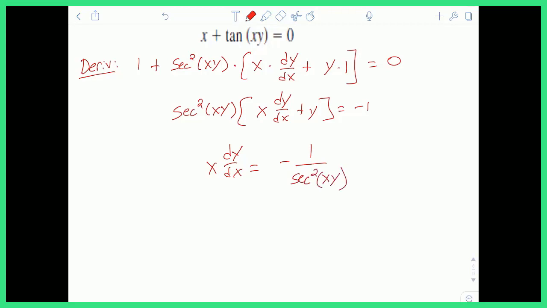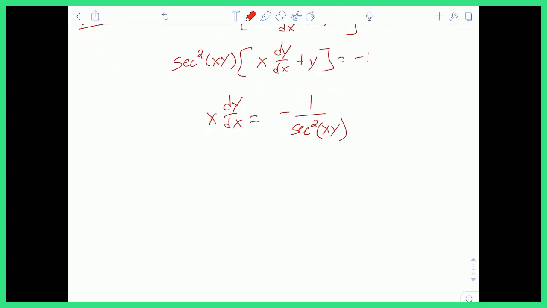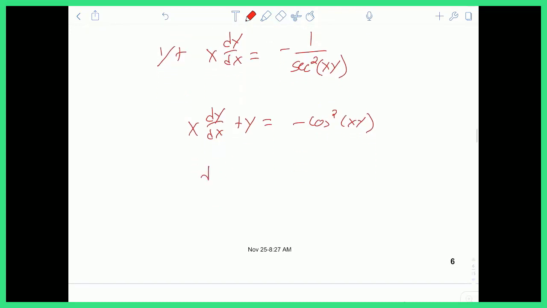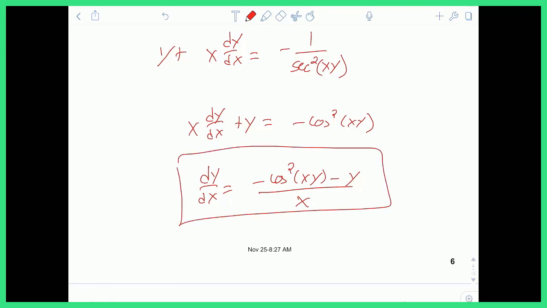And I know secant squared xy in the denominator is just going to go up to the numerator and become a cosine squared. Well, it looks like we also forgot our y here. Forgot that y. So this is going to be x dy/dx plus y is equal to negative cosine squared xy. And then we can subtract y from both sides, and then we can divide by x. So we'll have dy/dx is equal to negative cosine squared xy minus y, all divided by x. And this is our derivative of the function above.